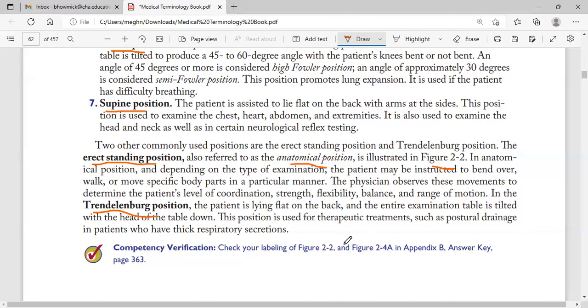In Trendelenburg position, the patient is lying flat on the back. The entire examination table is tilted with the head of the table below, and this position is used for therapeutic treatment such as postural drainage in patients who have thick respiratory secretions.